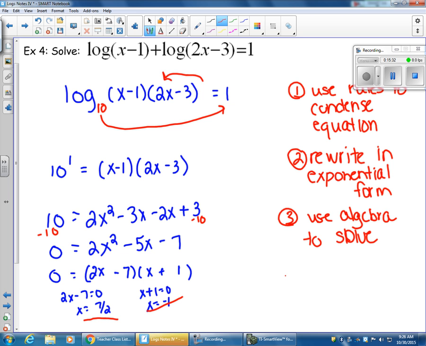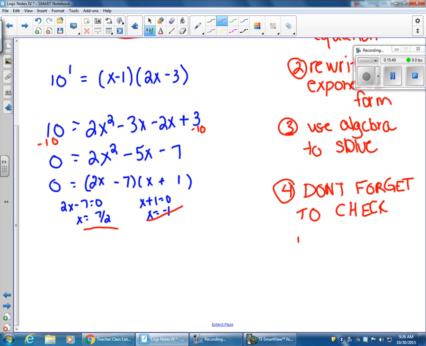So just as a last step, don't forget to check. Right? Because we can't take logs of 0 or negative numbers. So the domain: x is greater than 0.